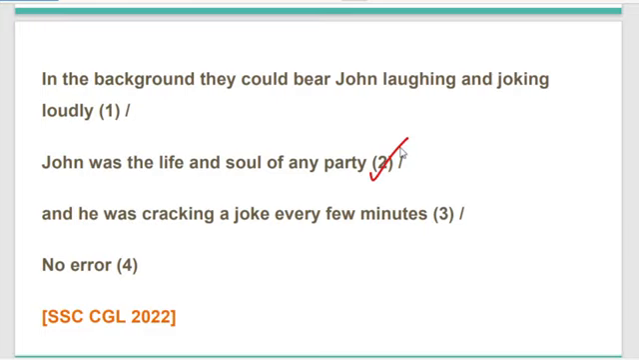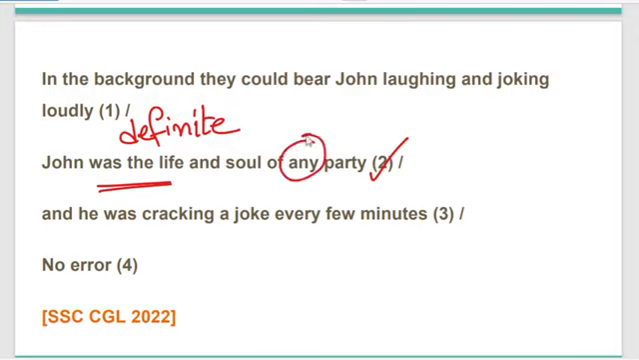Now the question is why. Let's try to understand the literal meaning and the grammatical meaning of this sentence. In the background, they could hear John laughing and joking loudly. John was the life. That means we are specifying it. We are making it definite. We are making it particular. John was the life and soul of any party. How come any party? Because any party is something average, something general. That means something indefinite, not specific, right?